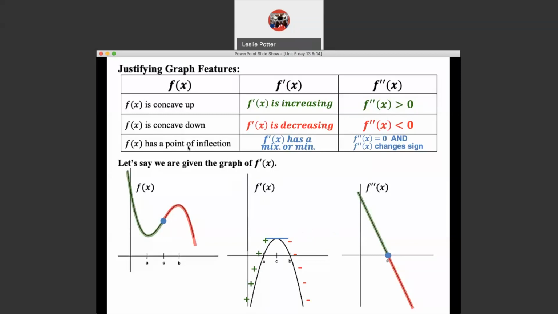So a lot of times we refer to a point of inflection as an extreme value of the first derivative. So the first derivative has a max or a min. In this case, the first derivative has a max.